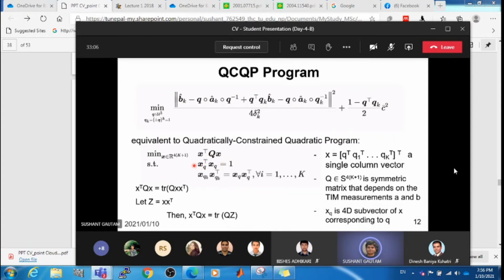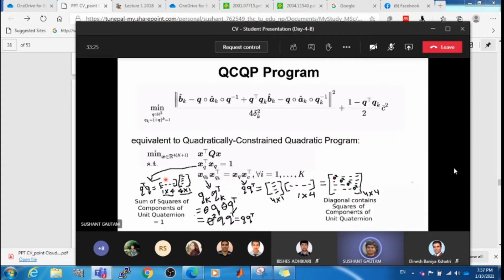Check this first constraint. Xq transpose xq equals 1. This is a quadratic equality constraint which has distinct feasible points. Sadly, they are also non-convex. Xq is a 4-dimensional subvector of x that has a single q only inside. So this constraint is actually equivalent to q transpose q. Remember, q has the components of a unit quaternion inside. So q transpose q is the sum of squares of the unit quaternion. This is 1, like I said before, if you remember.